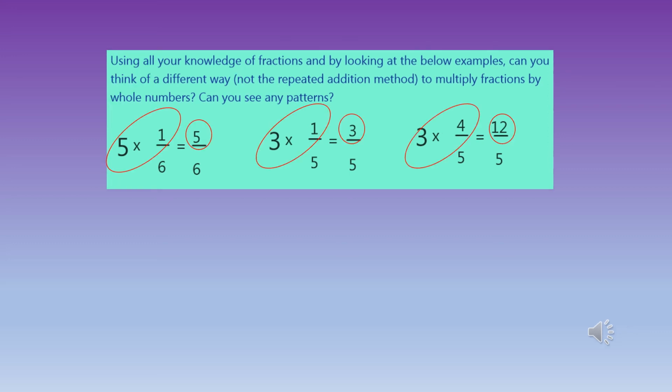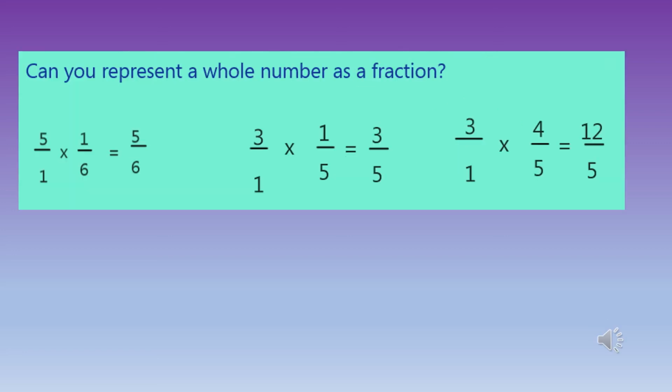So yes, you can clearly see that if you times the whole number by the numerator, it gives you the numerator in your answer. So 5 times 1 equals 5. 3 times 1 equals 3. 3 times 4 equals 12. Can you represent a whole number as a fraction? Yes, you can. Your whole number becomes the numerator, and then your denominator is 1.